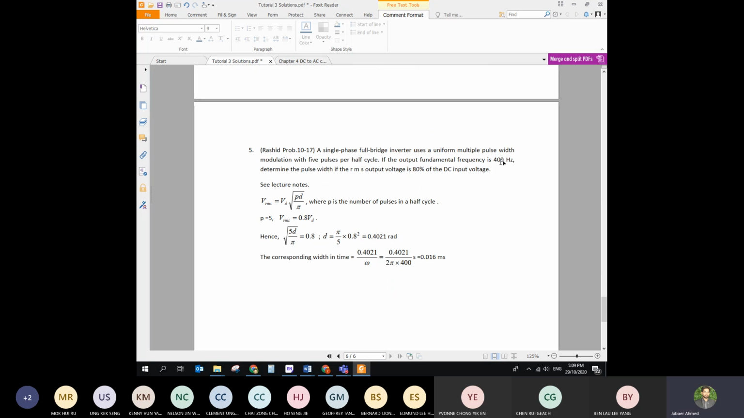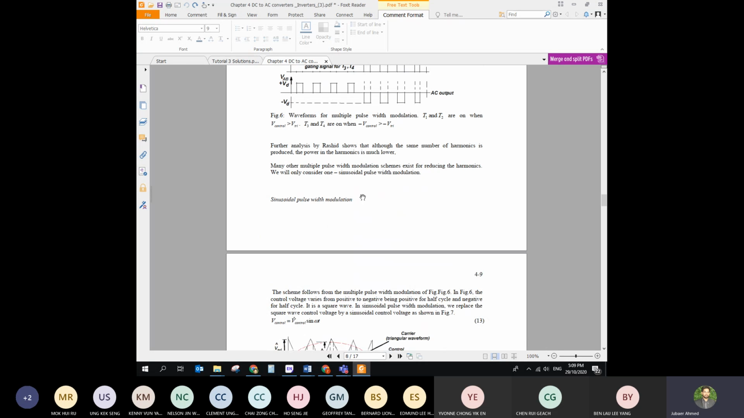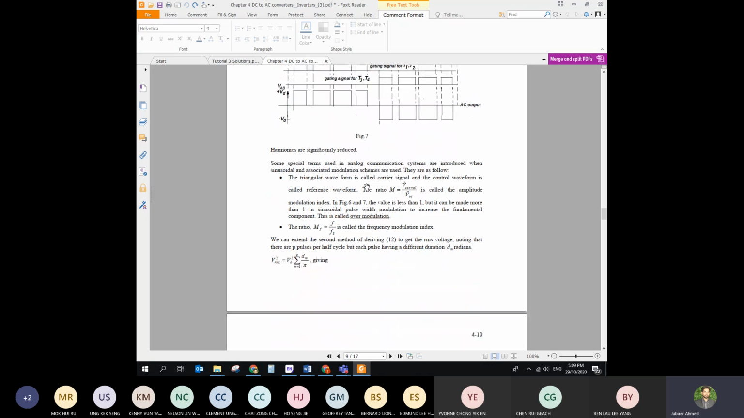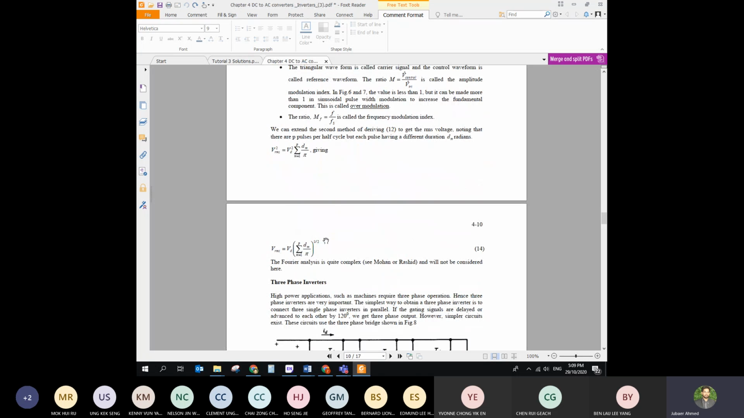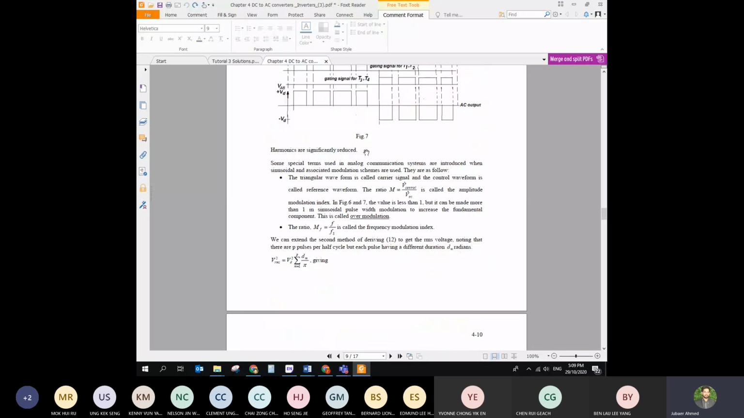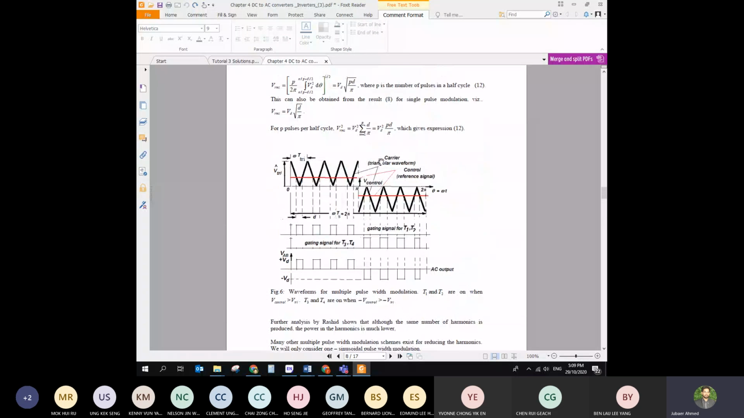If the output fundamental frequency is 400, again given the same 400, determine the pulse width if the RMS is 80%. So just like the previous question, the output RMS is given. So you have to find the width of the pulse. So VRMS for this particular modular multiple pulse width modulation, the equation is here. Also the equation proof is somewhere here.